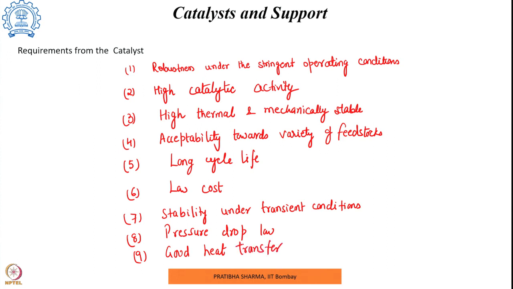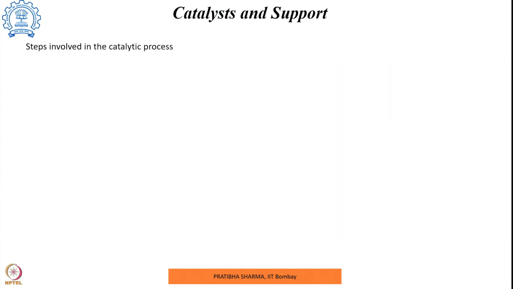So these are the requirements in terms of the catalyst. While selecting a catalyst, it ideally should meet these requirements. We know that in a catalytic process, on the surface of the catalyst, the reactants adsorb, they undergo different reactions, bonds are formed, bonds are broken, and finally the product is formed and the catalyst returns back to its original initial state.